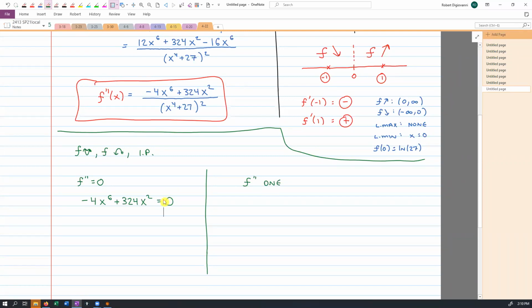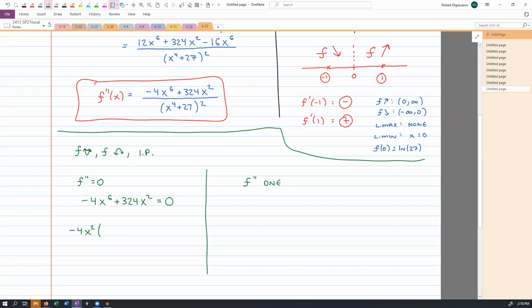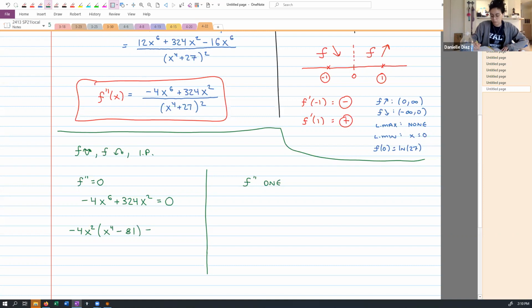Plug in 0. 0 will work, right? Just by looking, 0 is a solution. The question is, is that the only one? So why don't we just try and do some factoring? Do you all agree I could pull a -4x squared out of both of those? Most likely. I think 4 goes into there. Yeah, it does. It goes in there 81 times. I pulled a -4x squared out of both of those.